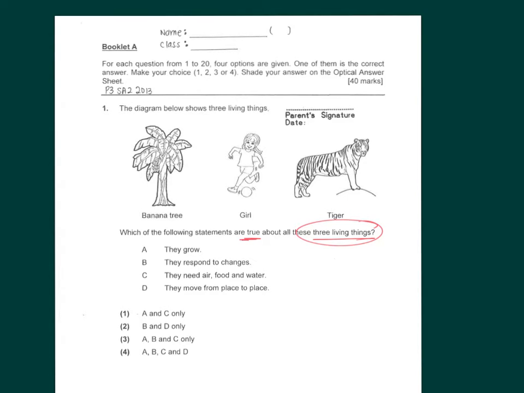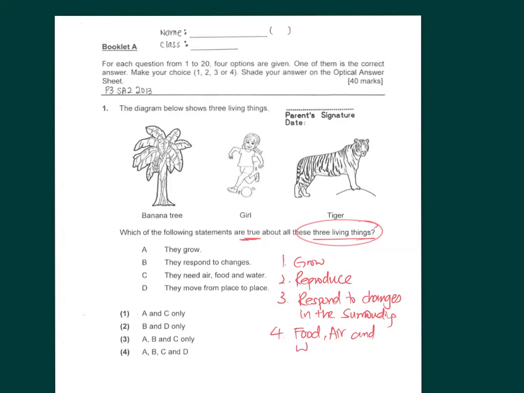Number 1, they can grow. Number 2, they can reproduce. Number 3, they are able to respond to changes in the surrounding. Number 4, they need food, air, and water to survive. So these are the 4 characteristics that define a living thing.